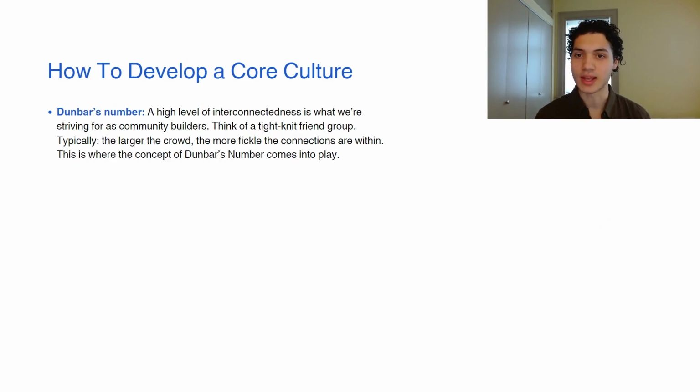So let's start off this lesson in developing a core culture by looking at Dunbar's number. If you're unfamiliar with Dunbar's number, it basically consists in the notion that as humans, we can only make legitimate, genuine connections with at most 150 people in our environment. And so a high level of interconnectedness is what we're striving for as community builders. Think of a tight-knit friend group. And of course, typically the larger the crowd, the more fickle the connections are within. And this is where the concept of Dunbar's number comes into play.